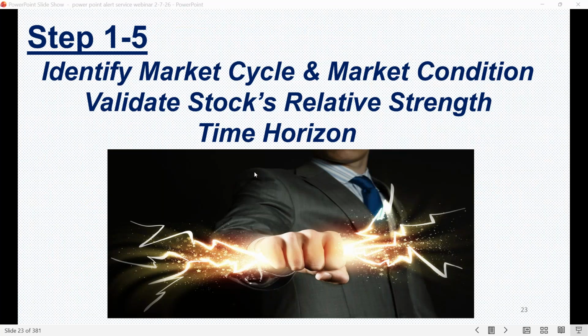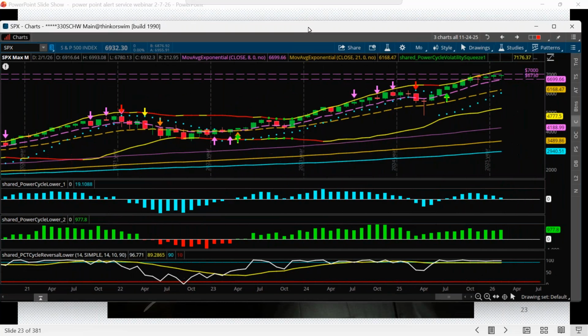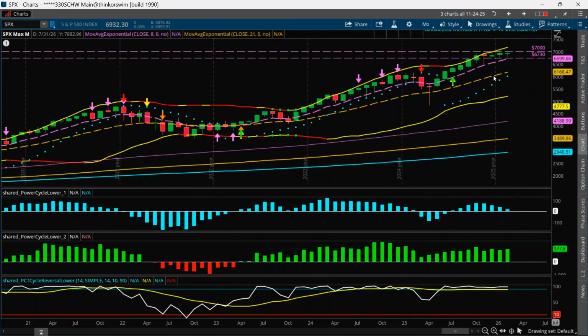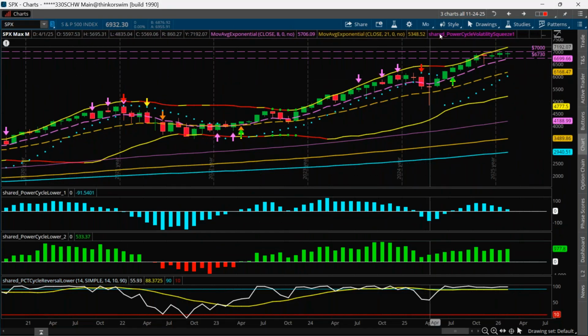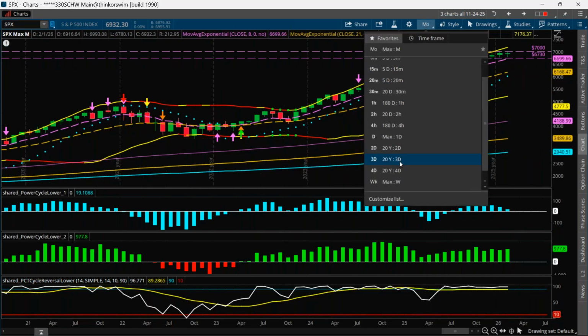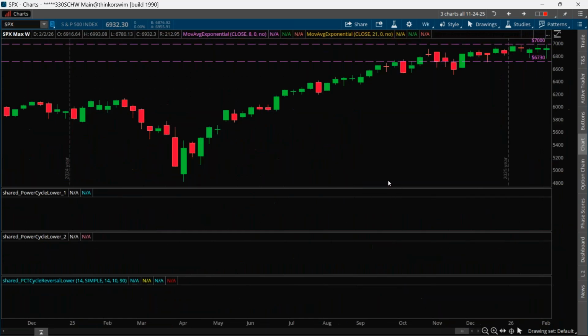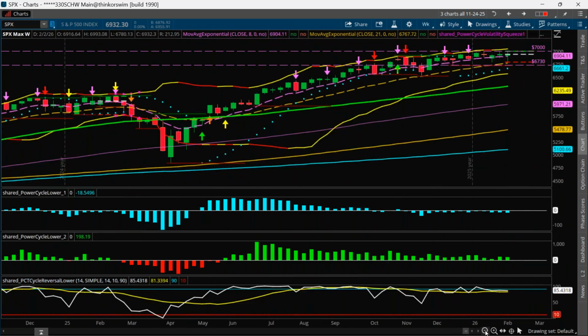So I just had a question here. What does long-term denote in the chart? Let me pull that up and I'll show you real quick. So when we look at long-term, it is based on a weekly time frame. So here's the S&P 500, SPX, and put it down to the weekly time frame. I refer to this as a long-term time frame.